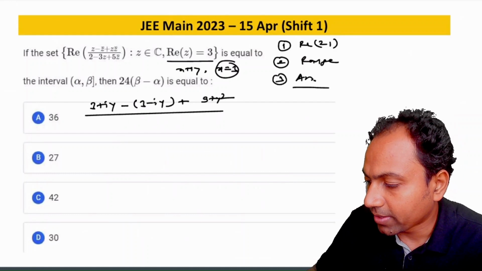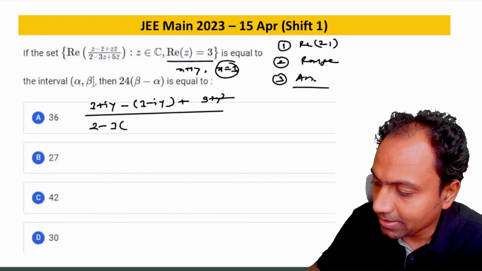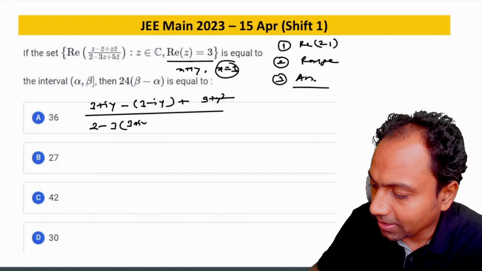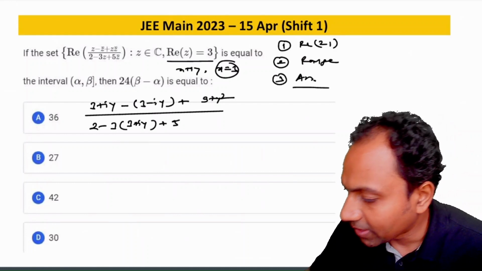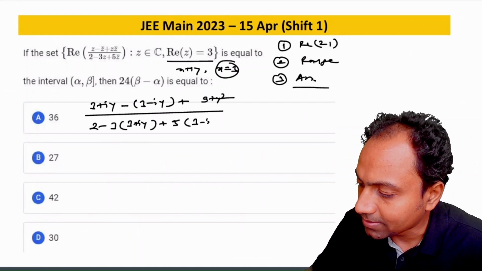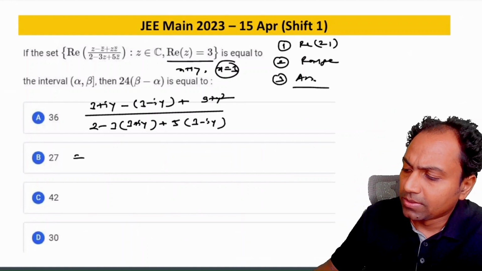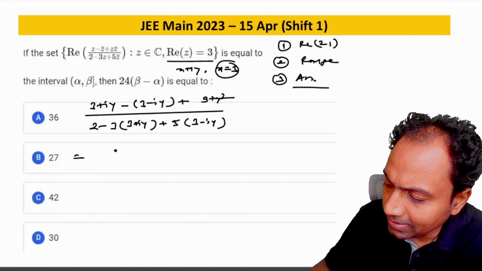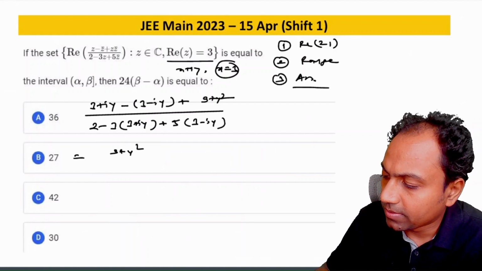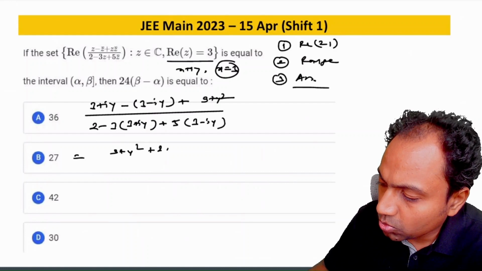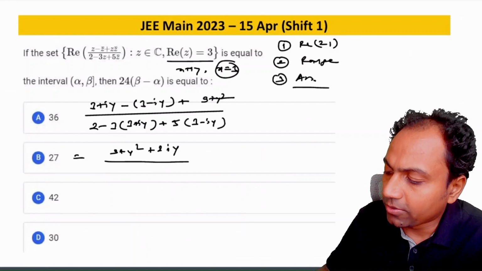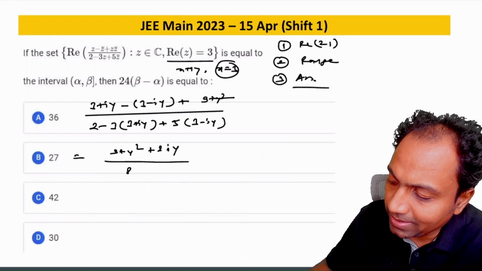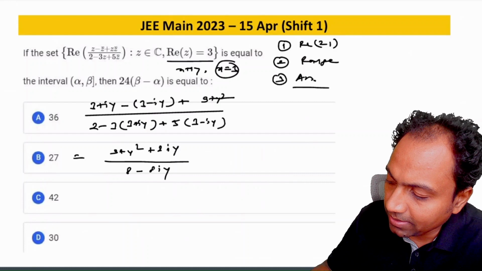And in the denominator, what I can write is nothing but 2 minus 3 times (3 plus iy) plus 5 times z bar, that is 3 minus iy. If I simplify this, the numerator would become nothing but 9 plus y square plus 2iy, and the denominator, if you simplify, what you get is 8 minus 8iy.